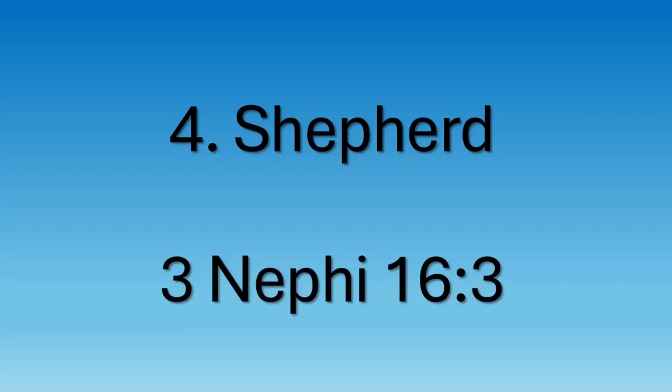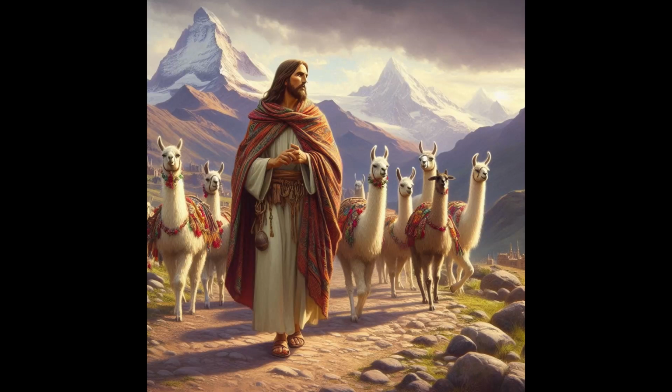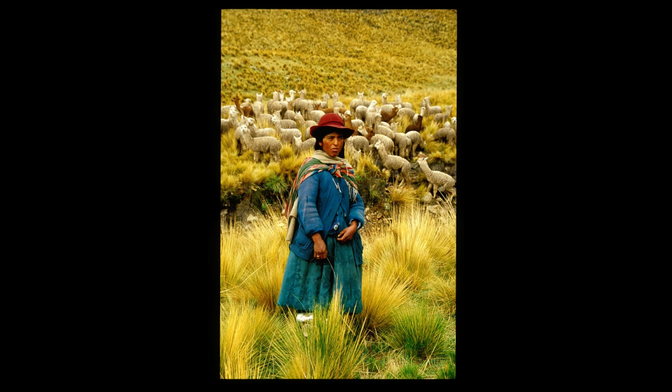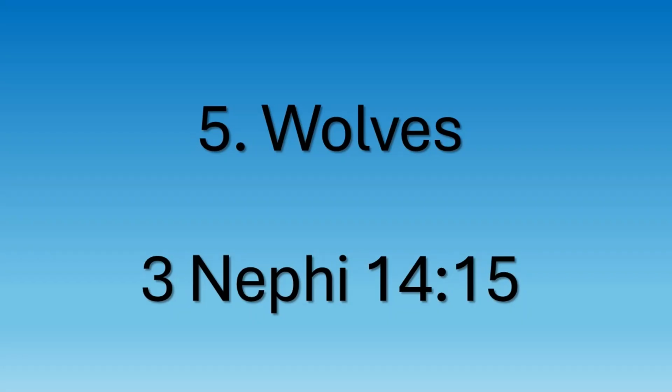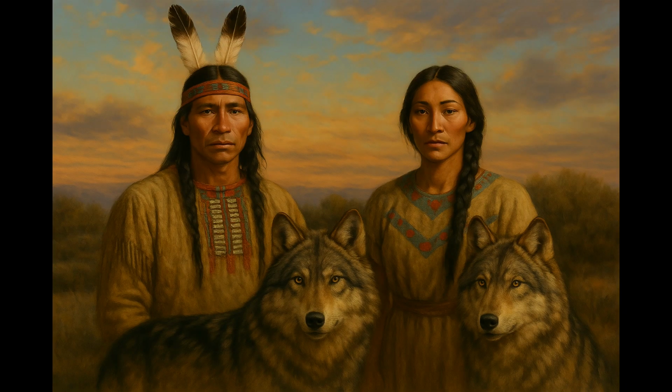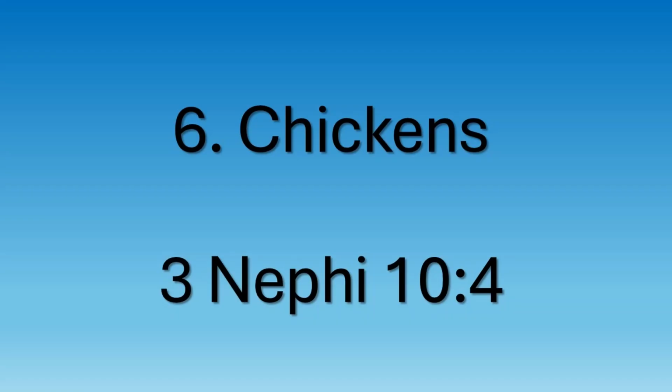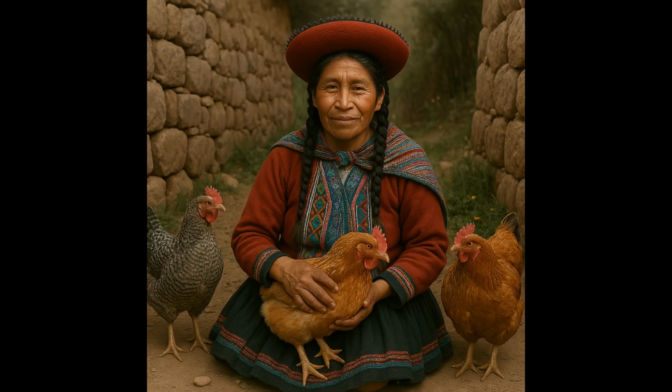Shepherds. The Lord referred to himself as the Good Shepherd. Without flocks, there are no shepherds. The ancient Peruvians had professional shepherds. Wolves. The wolf was found among the indigenous people in the Heartland model, the Mesoamerican model, and the Peru model. Chickens. In the pre-Columbian Western Hemisphere, chickens only existed along the west coast of South America.